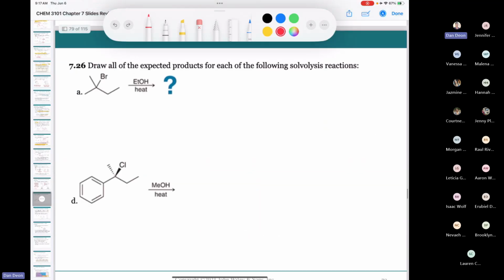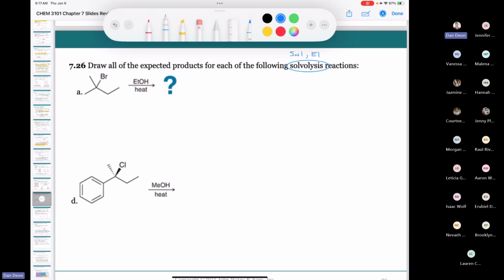All right, so it says to draw all of the expected products of each of the following solvolysis reactions. So they kind of gave away part of the answer. If it's a solvolysis reaction, that means that you're putting the substrate, the starting material, in a solvent. And so we're only going to get SN1 and E1 products. It's the only thing we're going to observe here.